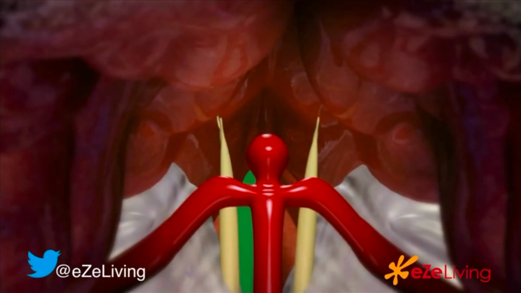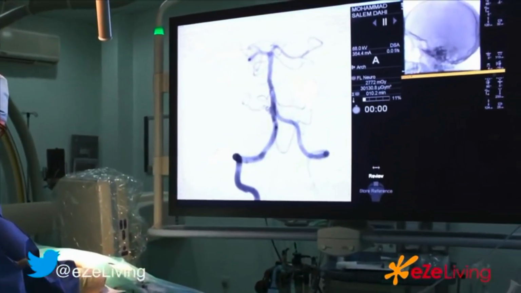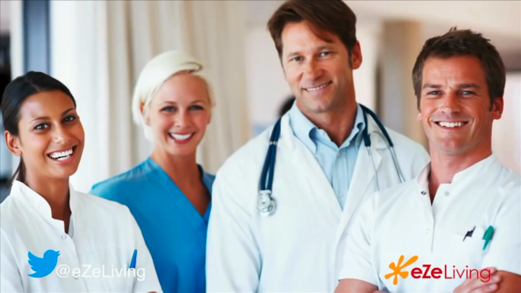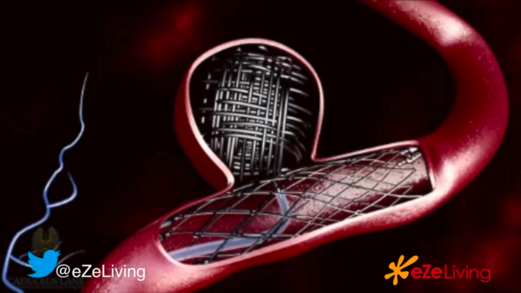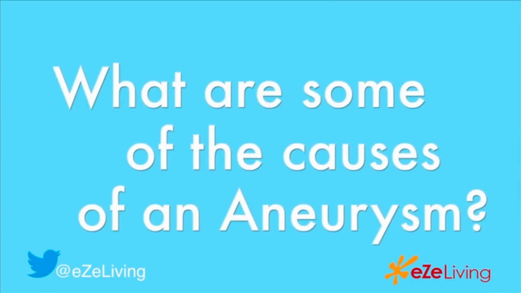Once the brain aneurysm is detected, we do a conventional angiogram and study the aneurysm properly, and we discuss the case with our brain unit. Whenever feasible, we treat the aneurysm by the endovascular route, and that is known as endovascular coiling.